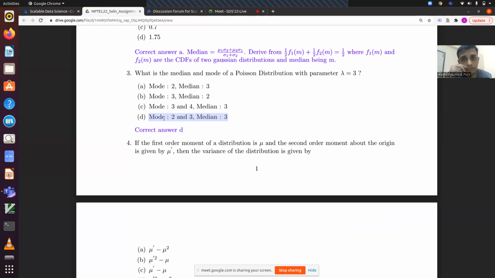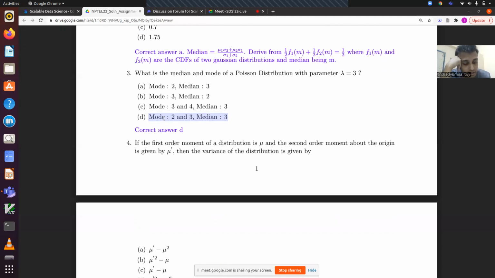Okay, so let's first think of the median. The formula for Poisson is lambda to the power x, e to the power minus lambda, divided by x factorial, right? This is p of x. So now what you can do is keep substituting x. What is x equals 1, x equals 2, x equals 3?